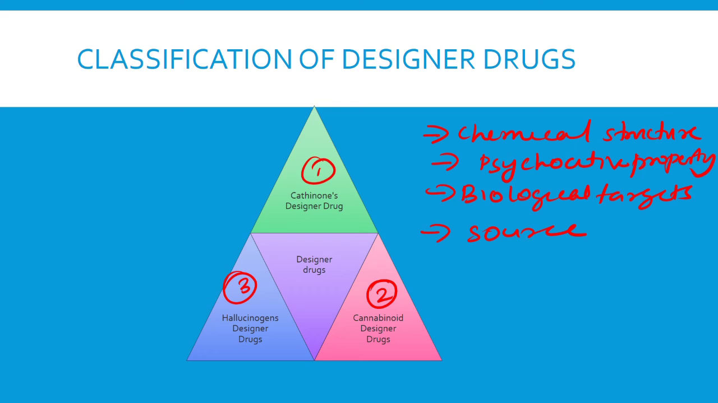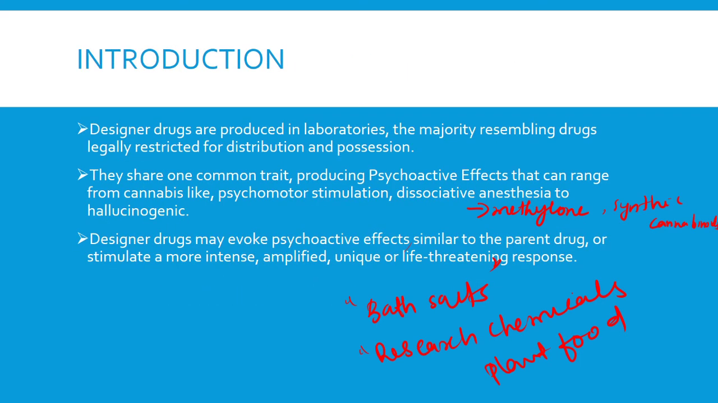So this is the classification and just an introduction of designer drugs. Designer drugs are produced in laboratories resembling a parent drug, and they are legally sold, although they are like illegal. So this is about designer drugs. In the next class we will discuss some notable designer drug examples, such as methamphetamine, then mephedrone and all those things.